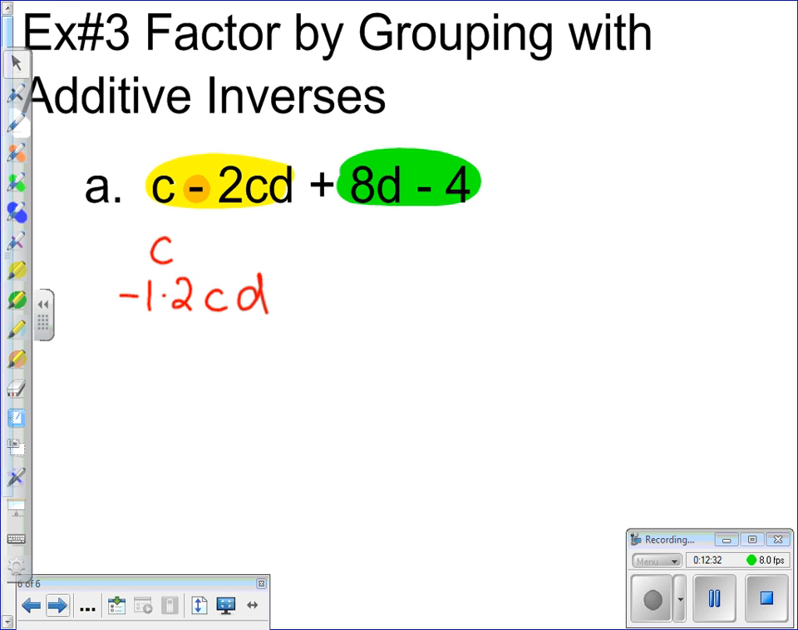Let's be consistent. Put that back yellow. So I'm going to put my C in the front. And then since there's nothing left on the top, I have to put something there. And what could be times C that keeps it the same? A 1. So I'm going to have to put a 1 in front. And then minus 2D.